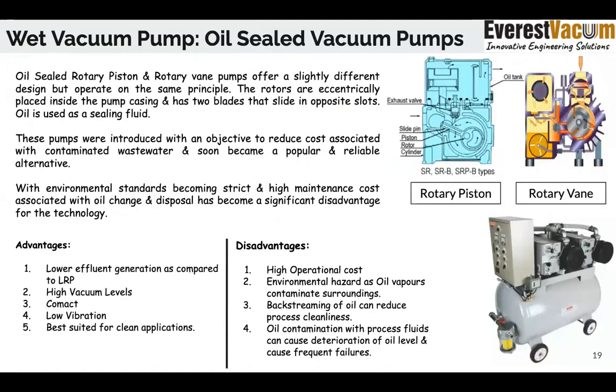The next category of pumps that are there are oil sealed vacuum pumps. Now, oil sealed vacuum pumps are slightly better as compared to liquid ring vacuum pumps. They offer higher levels of vacuum. The principle I have explained here, but I am not going to detail.